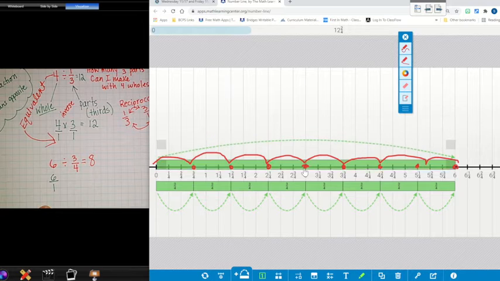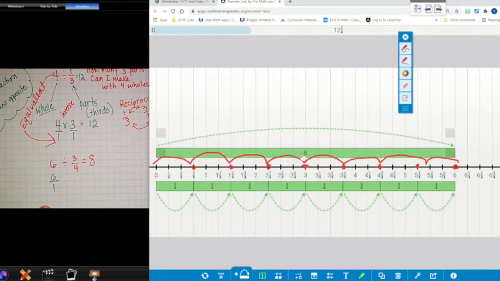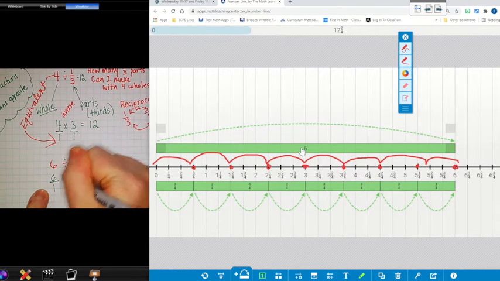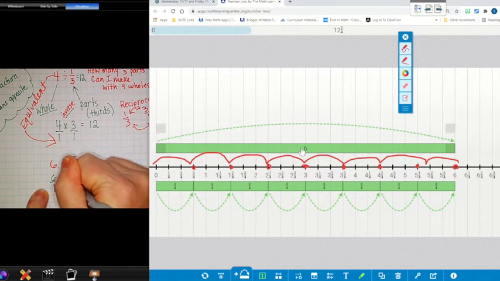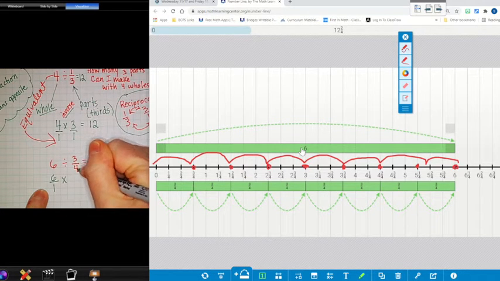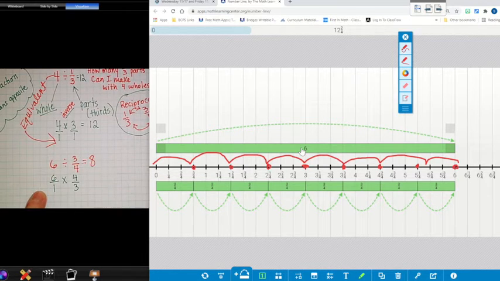I'm dividing by 6. So you see how the 6 lines up here with the parts? I don't want to change that. So 6 has got to stay my hole. Then I'm going to do the inverse or the opposite of divide, which is multiply, and I'm going to use the reciprocal, okay? So what is the reciprocal of 3/4? Well, it's just 4/3. Now, let's see if we get 8.